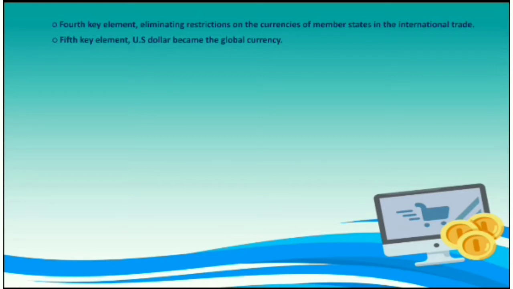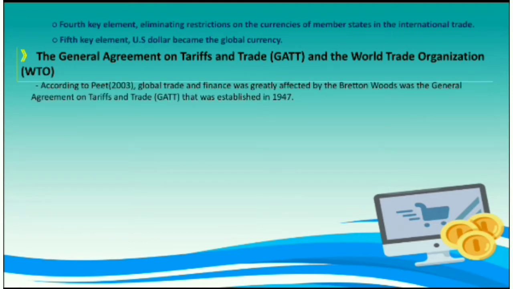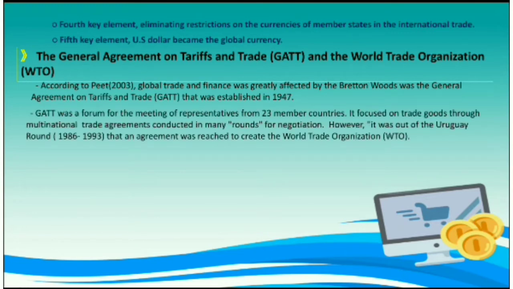The second institution or organization is the General Agreement on Tariffs and Trade or GATT and the World Trade Organization or the WTO. According to PET 2003, global trade and finance was greatly affected by the Bretton Woods and the General Agreement on Tariffs and Trade, or GATT, that was established in 1947. GATT is a forum for the meeting of representatives from 23 member countries. It focused on trade in goods through multinational trade agreements conducted in many rounds of negotiation.